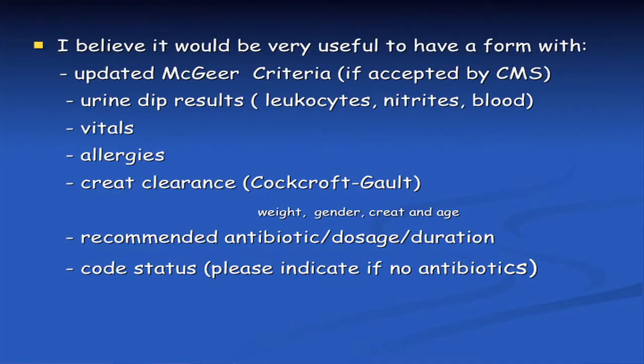But it would be nice if we would have a template, which we are going to be working on, because we're going to have to change the one that we had, with the new McGeer criteria. And besides the updated McGeer criteria, we would put the urine dip results, but just the leukocytes, the nitrates, and maybe the blood, have the vitals, the allergies. And this is something that I would want to put in the template, the creatinine clearance.